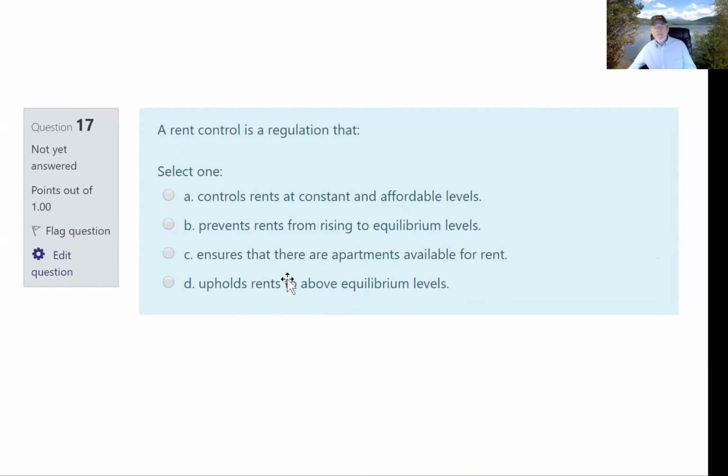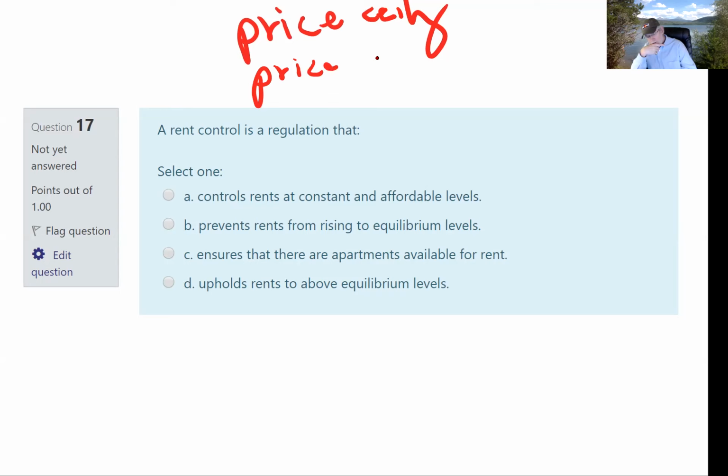Number 17. A rent control is a regulation. What does it do? Well, a rent control, we talked about in chapter 8. We talked about a price ceiling and a price floor. Think about the examples we used. For a price floor, we said a minimum wage is a price floor. A price floor is a minimum legal price.